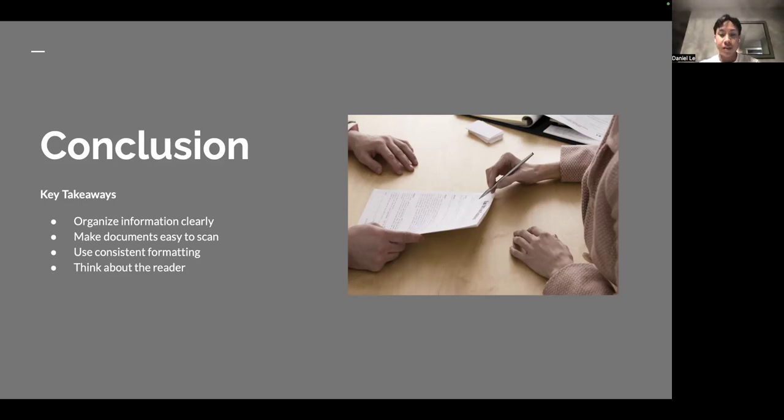The biggest lesson I'll take from this course is that good communication isn't only about writing well, it's also about presenting information in a way that's easier for others to read and understand.